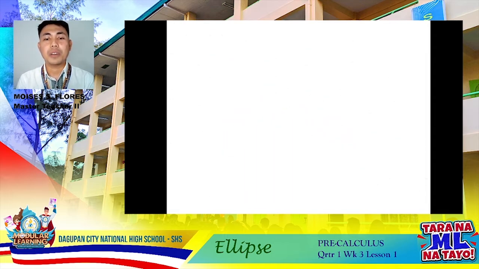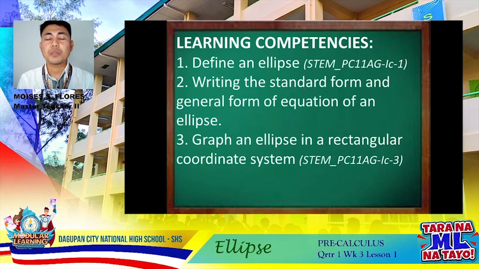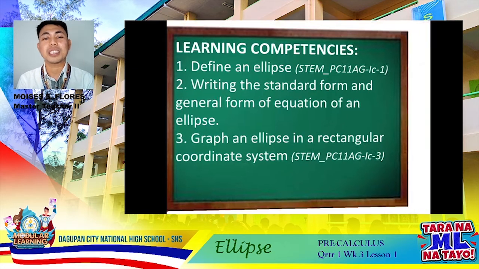Now, what are our learning competencies? The first one is to define an ellipse. Second, to write the standard form and the general form of the equation of an ellipse. And the third one is to graph an ellipse in a rectangular coordinate system.